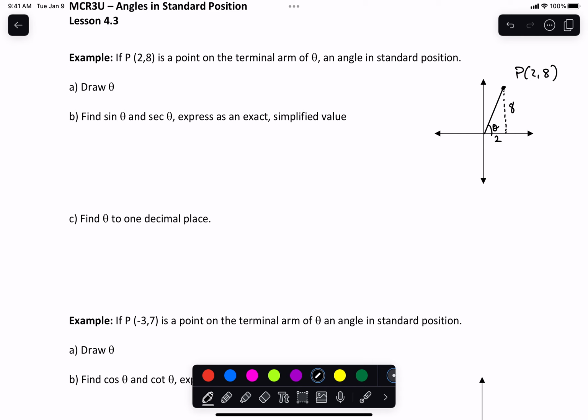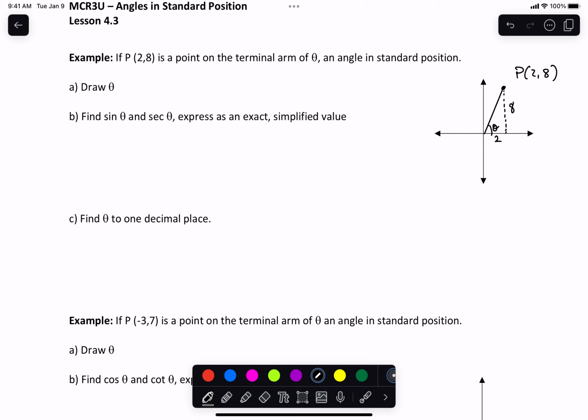Everybody good? Okay. So that's part A done. I've drawn theta. And I have my triangle labeled accordingly. So my job now is to figure out what the trig ratio is for sine and subsequently secant. Oh, and secant. Interesting. Okay, let's do sine first. I'm trying to trick you with this one.